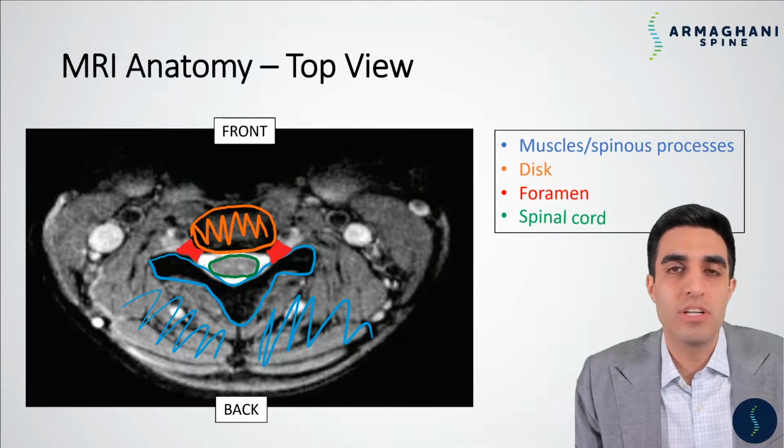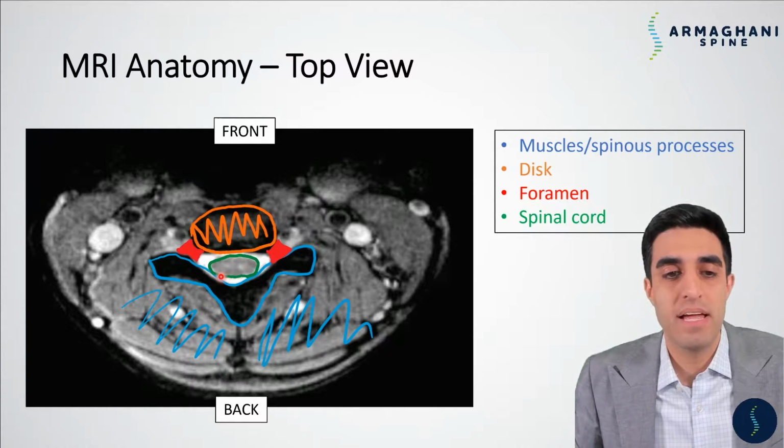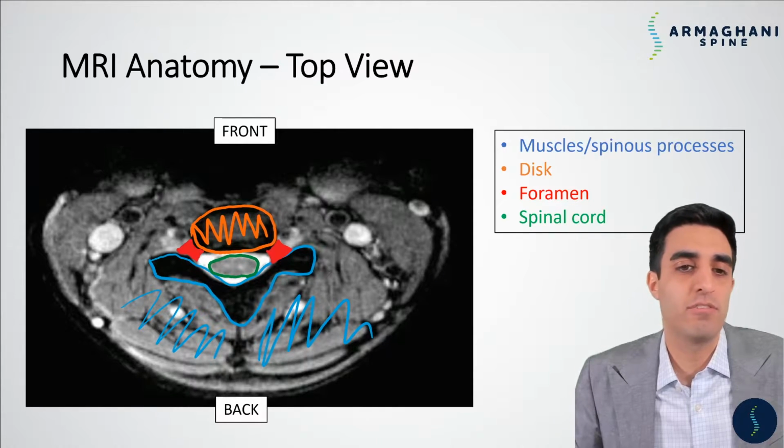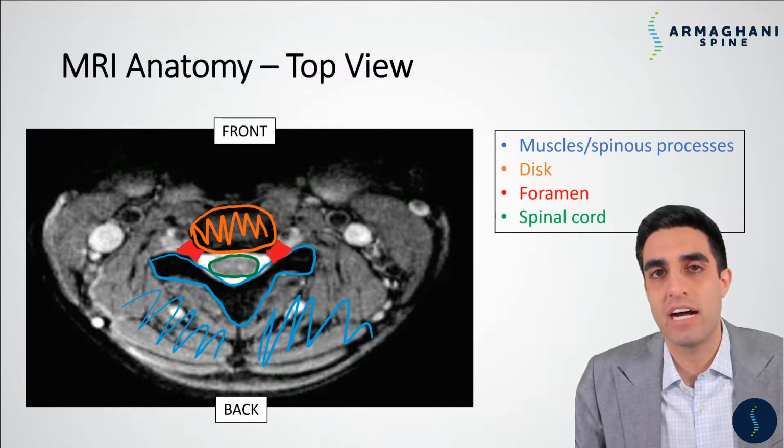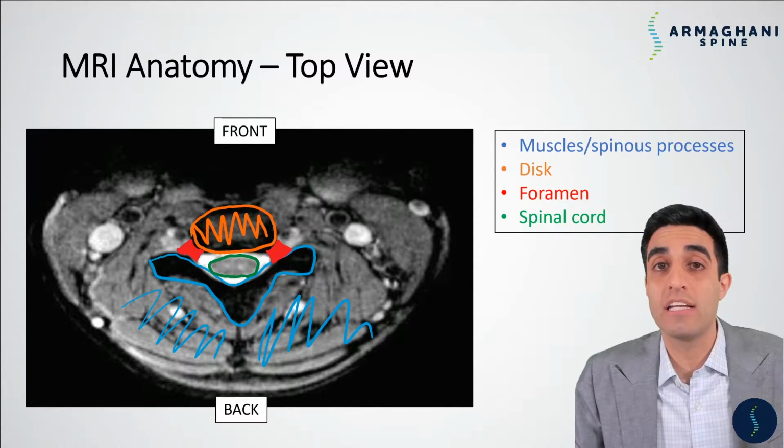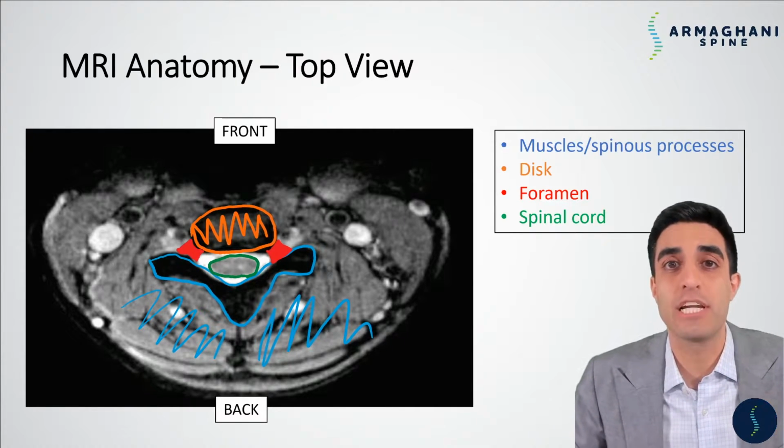Lastly, the spinal cord is here in green. If you look closely, it has a kidney bean type shape, and outside of it is spinal fluid, which we see surrounding it on all sides. If we're able to see spinal fluid surrounding the spinal cord at all sides, and the foramen are widely open, it is very unlikely that a patient could be having symptoms from that particular area.